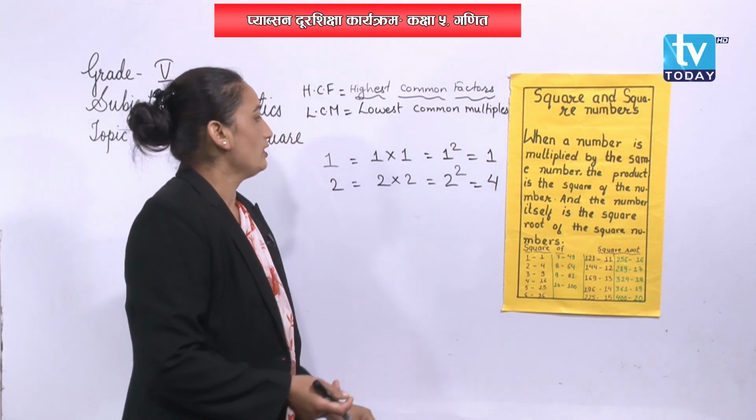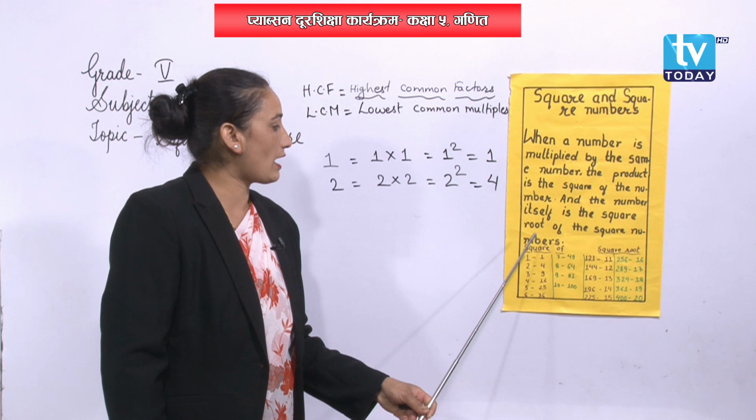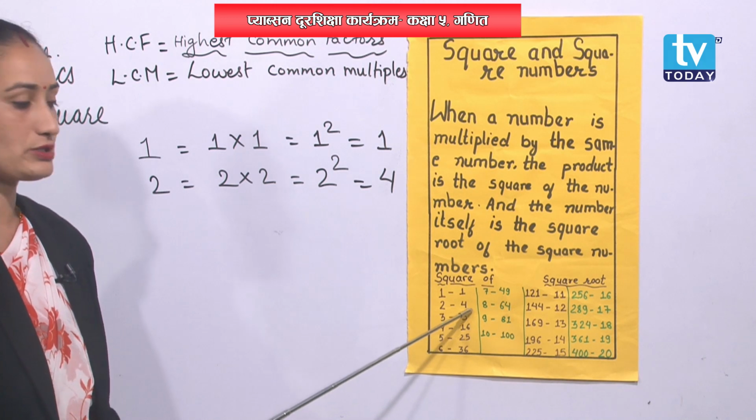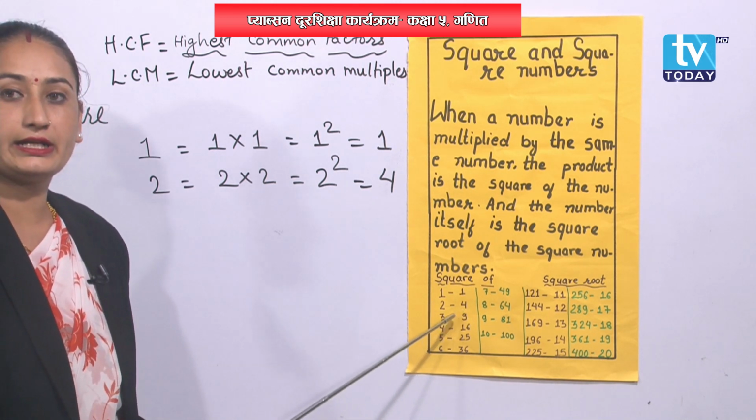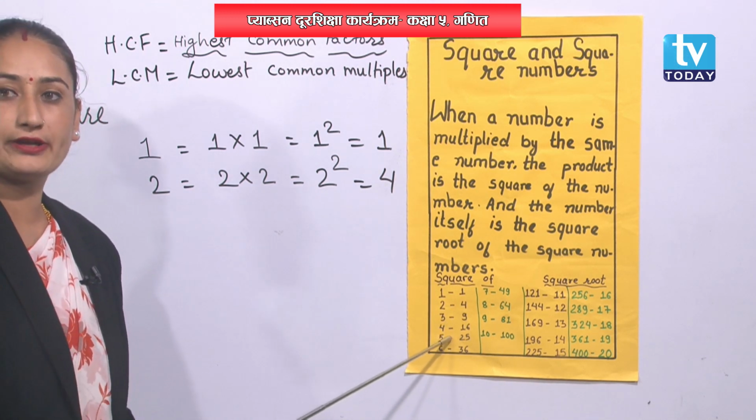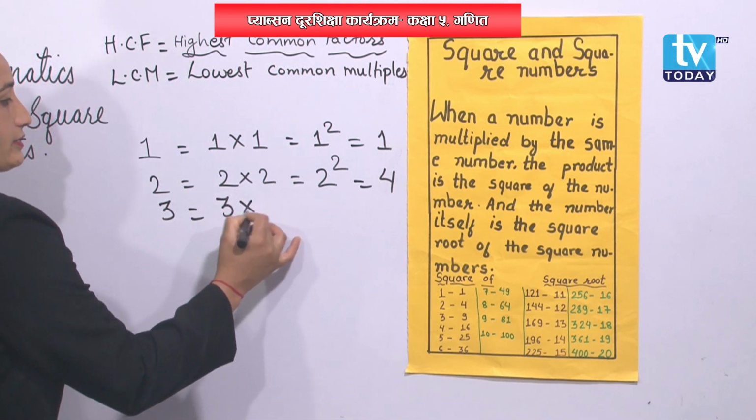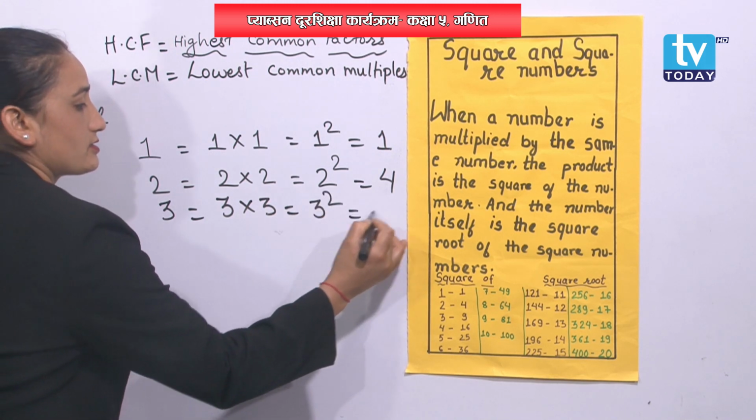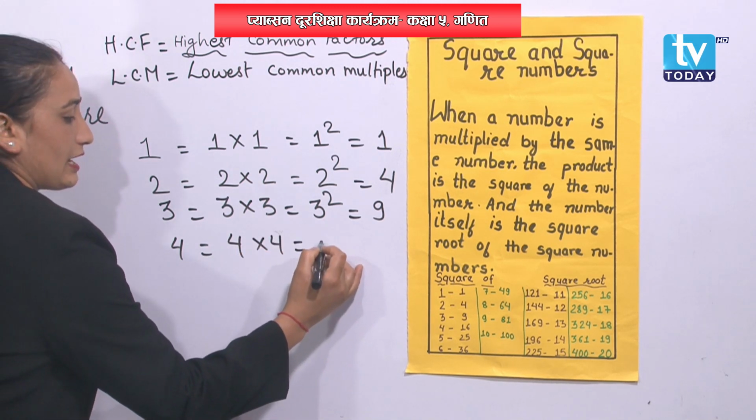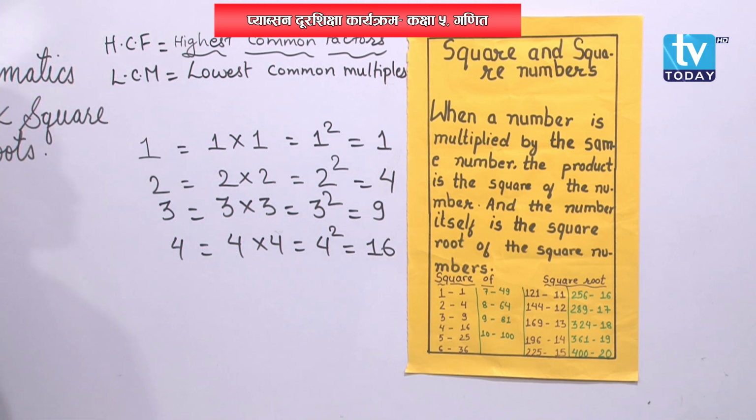Same here, let's learn the numbers. See here, the square of 1 is 1, and the square of 2 is 2 into 2 is 4. Square of 3 is 3 into 3 is 9. Square of 4, 4 into 4 is 16. Let's go on writing also. 3 into 3 equals 3 square equals 9. 4 into 4 is 4 square. It's 16. Are you writing in your notebook also?